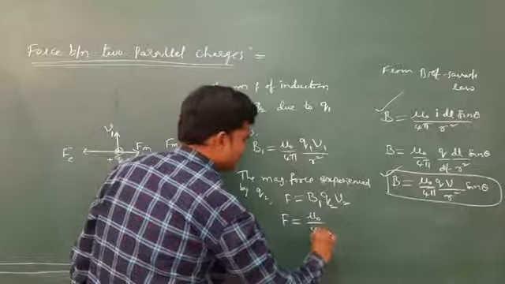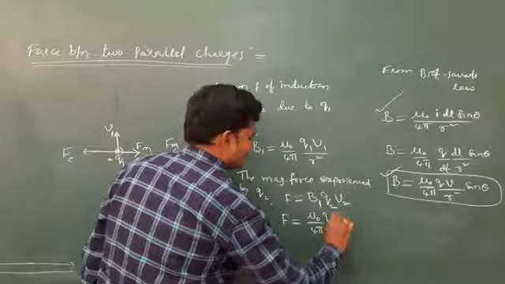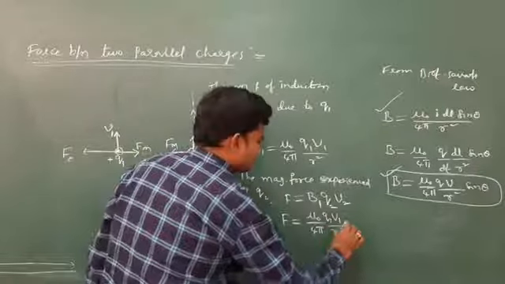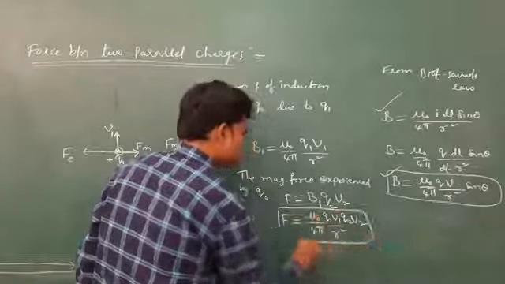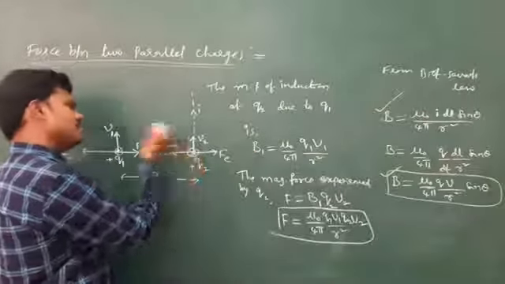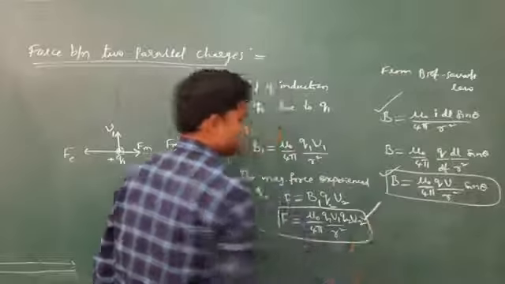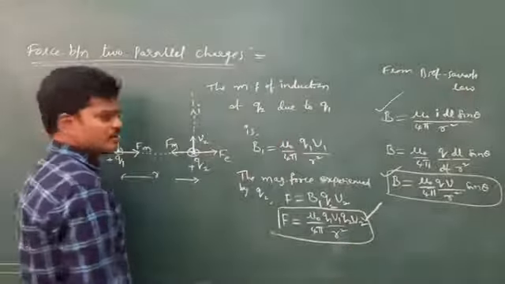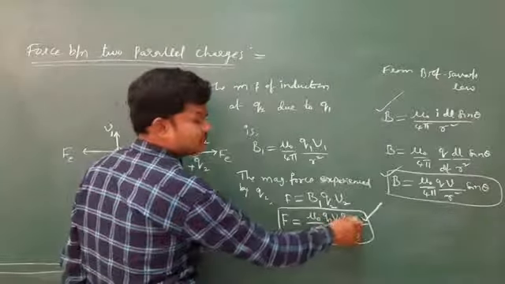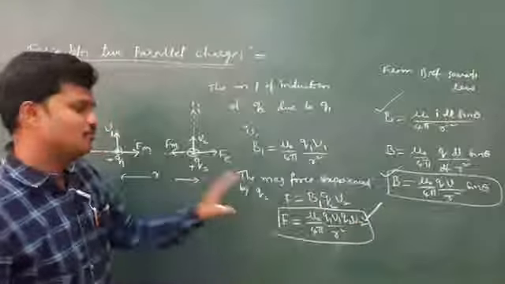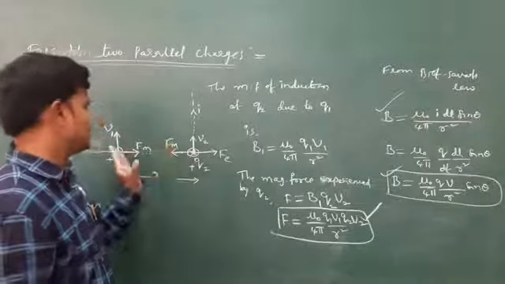B1 is mu naught by 4 pi Q1 V1 by R square, and Q2 V2. So this is the force experienced by Q2. Similarly, these two are equal and opposite. So this is the force equation. If the velocities are the same, it is mu naught by 4 pi Q1 Q2 by R square, and V1 V2 being the same means V square. Okay, that is the force. So that is the force experienced by this one, and similarly you will get the same.